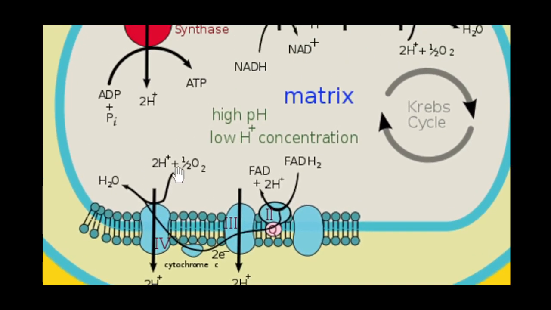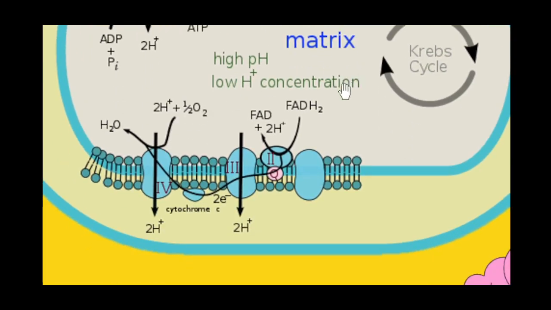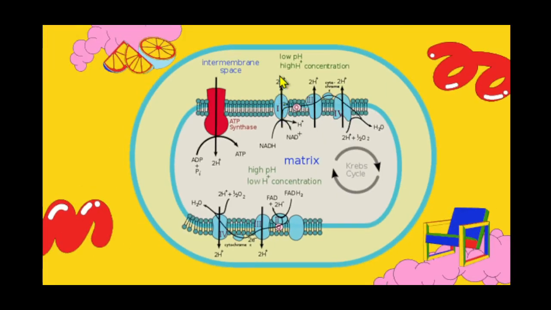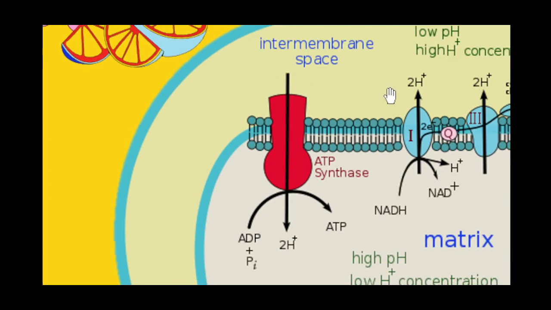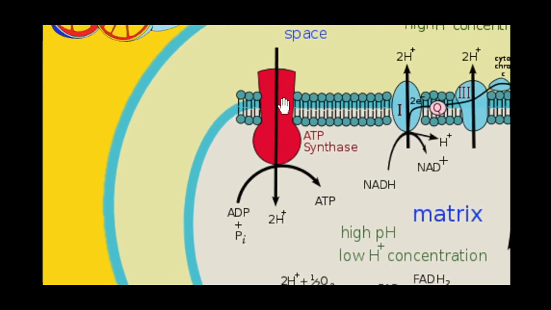Notice that hydrogen ions are going to the intermembrane space. This is now an area of low pH and high hydrogen concentration. Because of that, the hydrogen ions will, as you follow the arrow, enter through the ATP synthase, the enzyme, this red one. The enzyme will do its job and power the creation of ATP. Again, it's phosphorylation, where we add a phosphate group to ADP, so it will result in ATP.